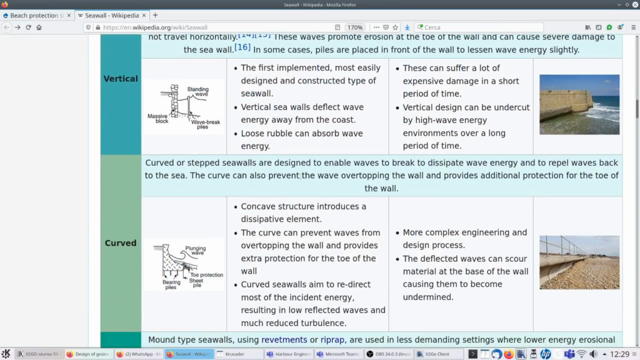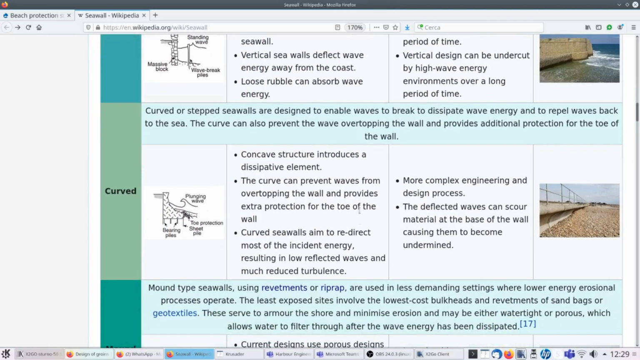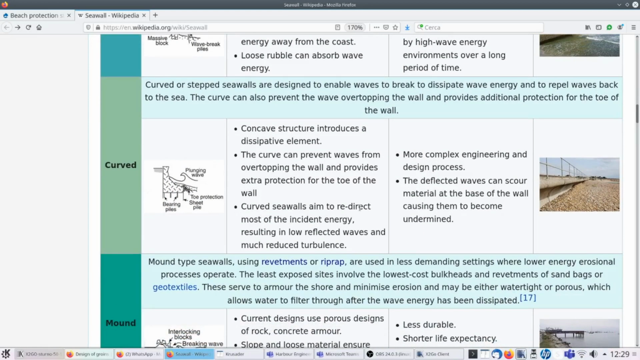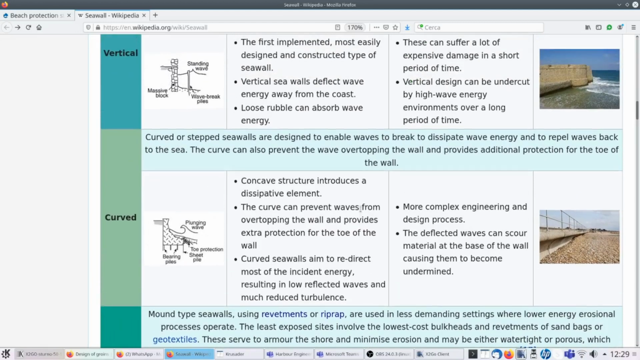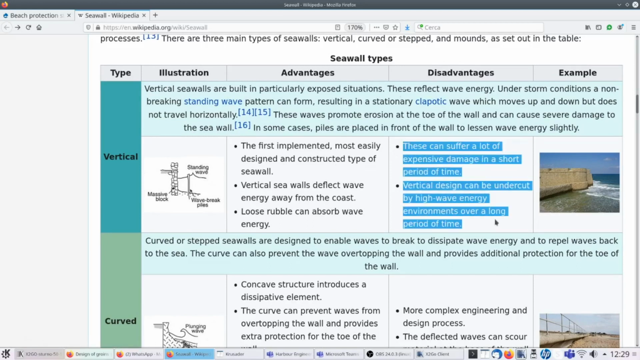And then there are other types of seawalls, curved seawalls. They are often used because the concave structure helps to dissipate the energy of waves. If the seawall is vertical, the impact between the waves and the seawall is a shocking impact. And so, if you look at the disadvantages of vertical seawalls, there might be expensive damage in a short period of time.